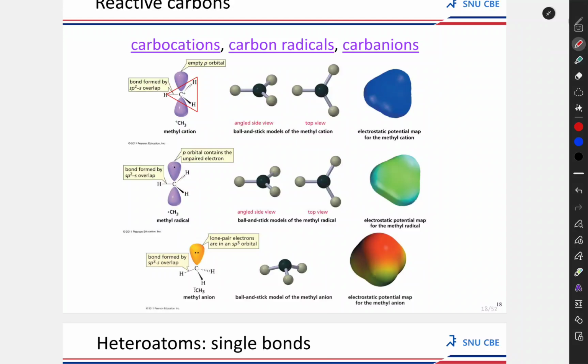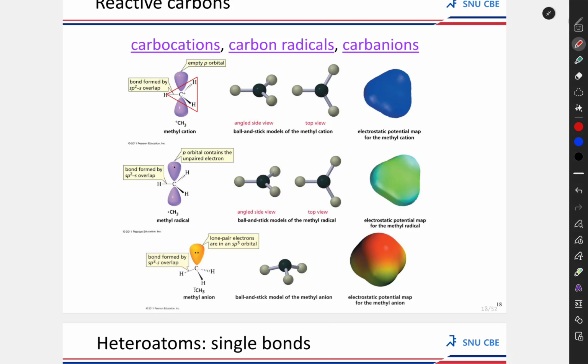So you can see, for instance, the methyl cation from the angle side view. This is a plane. From the top view, you can see the trigonal plane. You should know that there is a remnant p orbital which is empty. There's no electron.